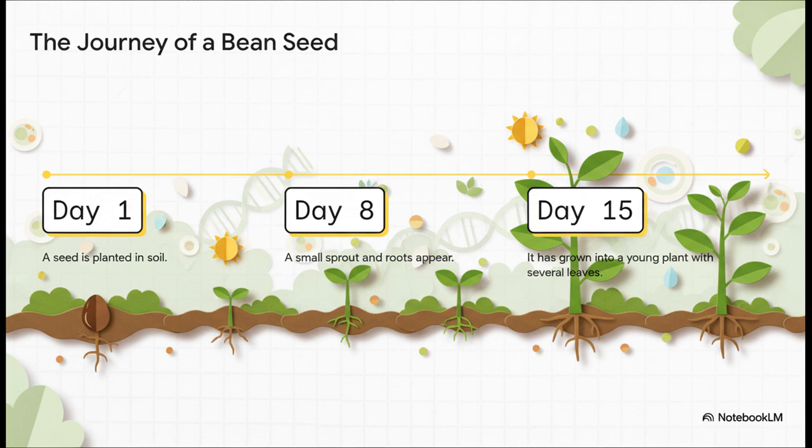And you can see this perfectly with the journey of a simple bean seed. On day 1, it's just a seed, nothing special. But give it just 2 weeks and bam! It's transformed into a young plant, with roots digging down and leaves reaching up. And this isn't just about getting bigger. It's a highly organized process of becoming more complex, all driven by that internal code we talked about.